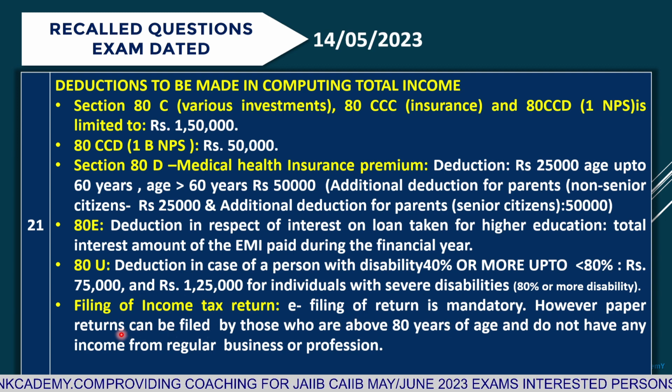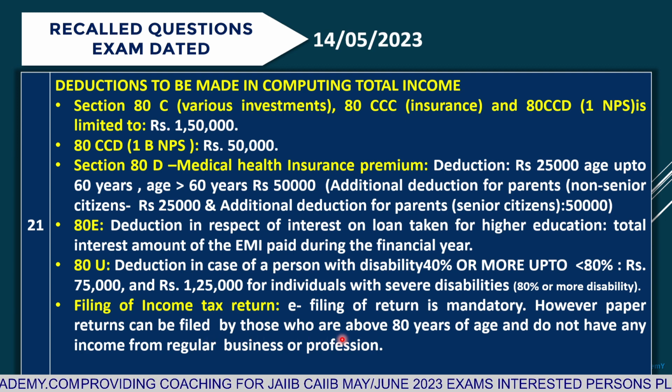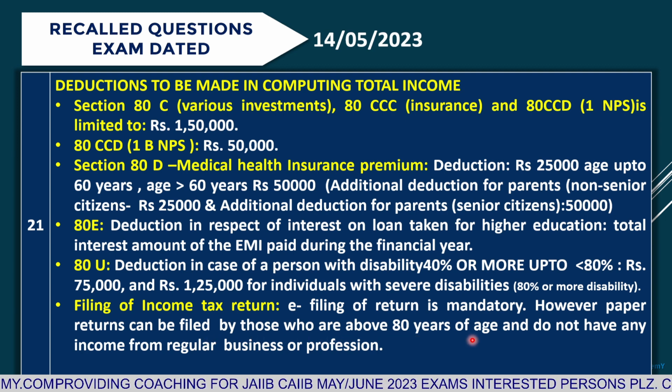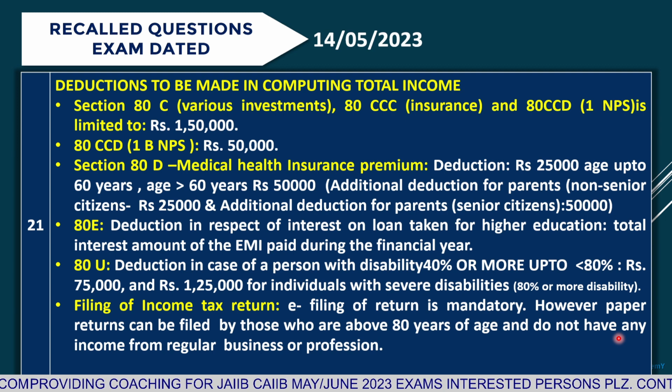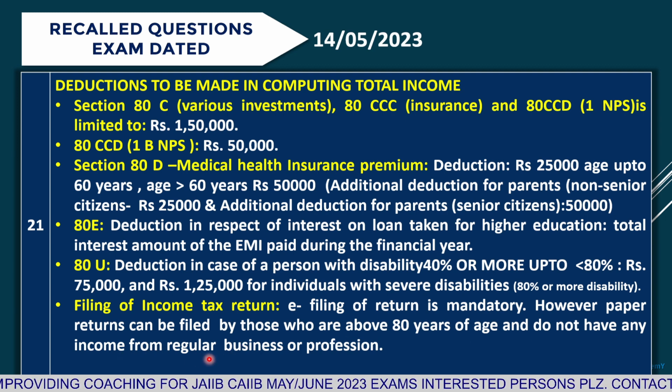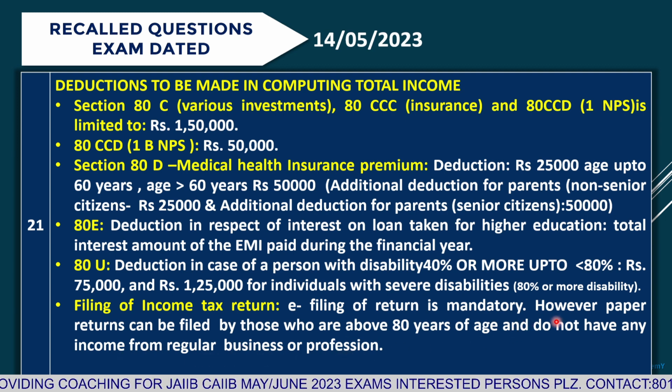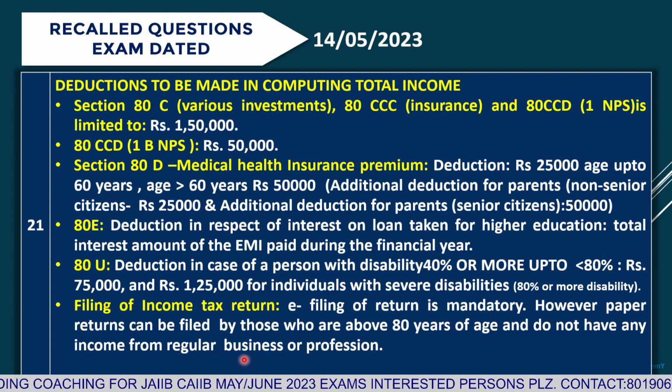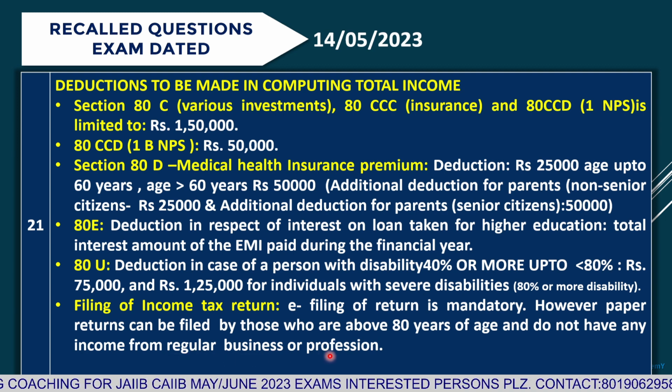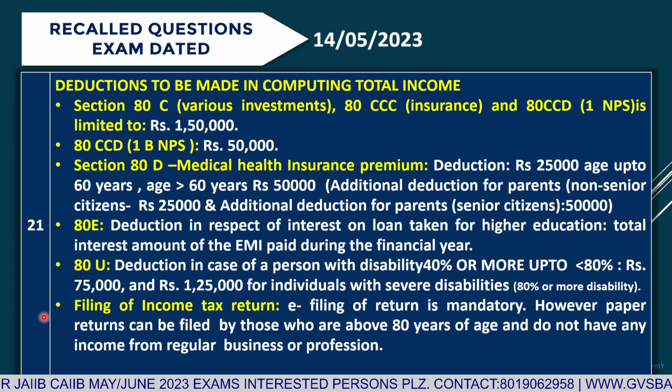However, paper returns can be filed by those who are above 80 years of age and do not have any income from regular business or profession. Those people who are not having any regular income from business or profession can also file a paper return. Those people who are above 80 years are also allowed to file a paper return. Otherwise, for all the remaining people, e-filing of return is mandatory.